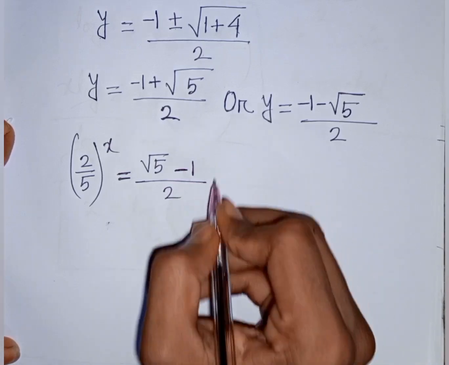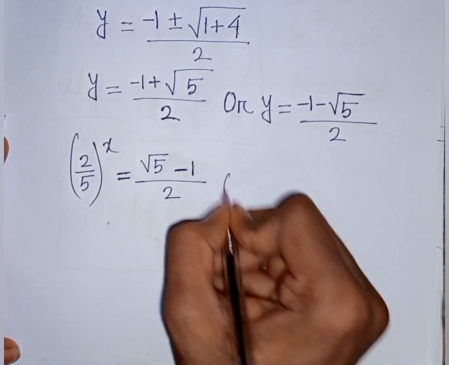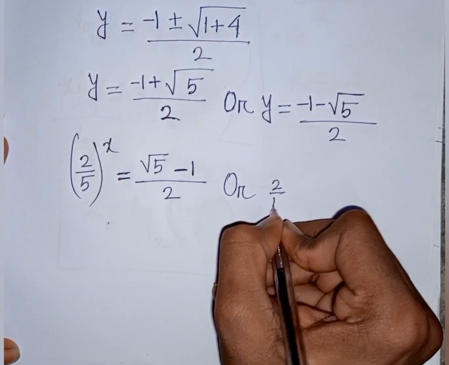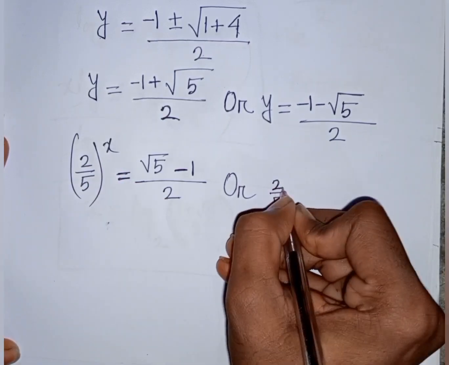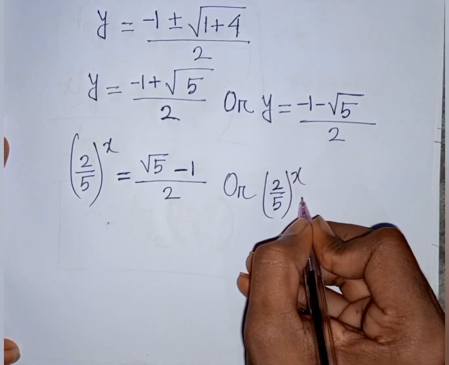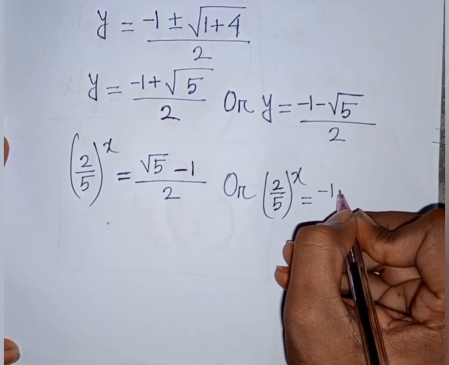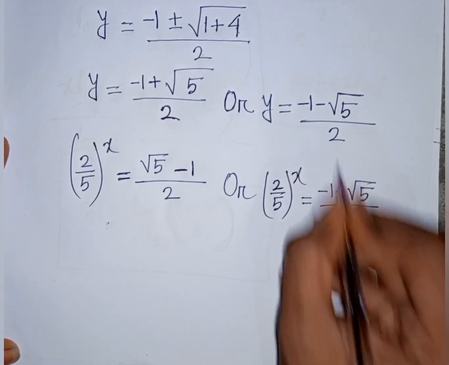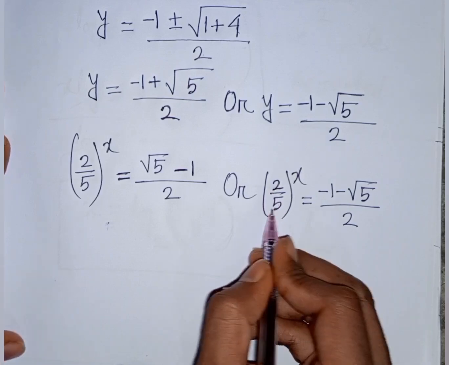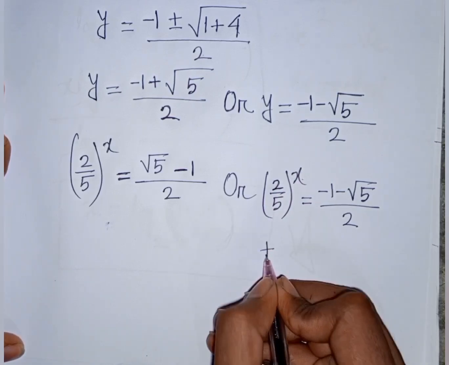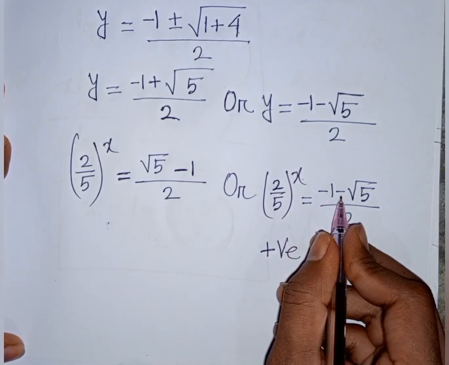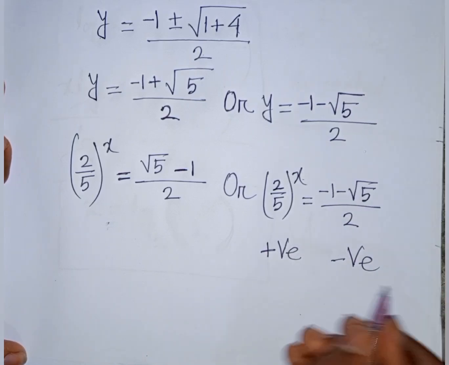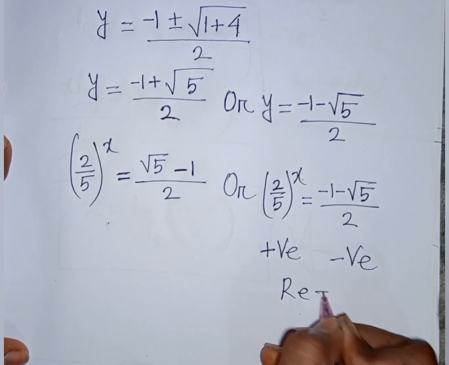Now or y, that means 2 by 5 bracket power x is equal to minus 1 minus square root of 5 divided by 2. Now we see 2 by 5 bracket power any number is always positive, but minus 1 minus square root of 5 divided by 2 must be negative. So positive cannot be equal to negative, so this is rejected.